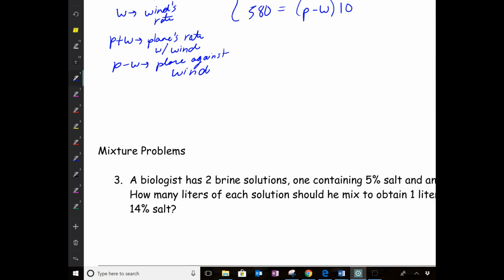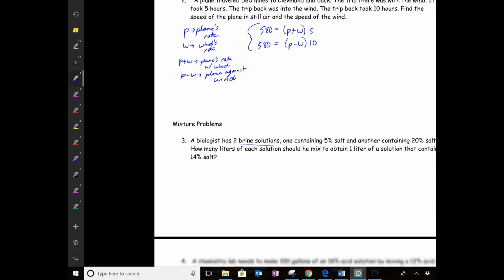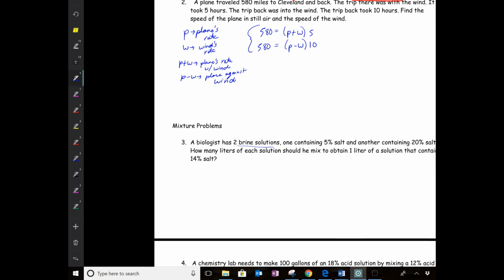The second type of problem that you will often see when working with linear systems is a mixture problem. So let's read this through and then we'll see how to define our pieces and then put it into equations we can use to solve for. It says a biologist has 2 brine solutions, one containing 5% salt and another containing 20% salt. How many liters of each solution should he mix to obtain 1 liter of a solution that contains 14% salt? So one thing to be aware of is there's really 2 pieces we're looking at. We're looking at how much of each solution and then how much salt should be in that solution.